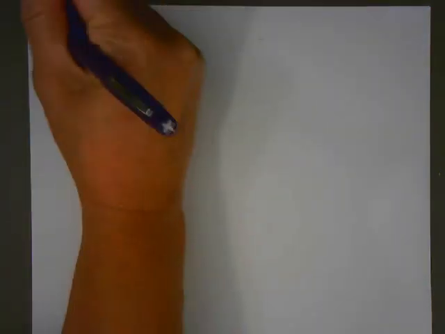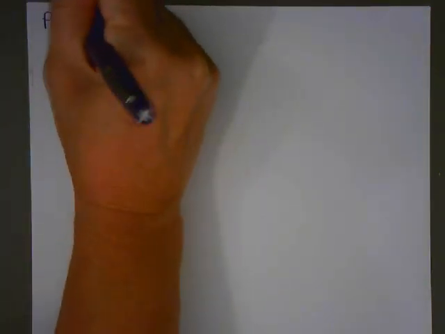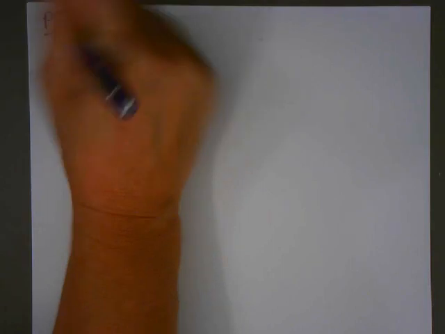Okay, let's look at practice D, and we're going to look at projectiles launched horizontally. So let's look at number 1.